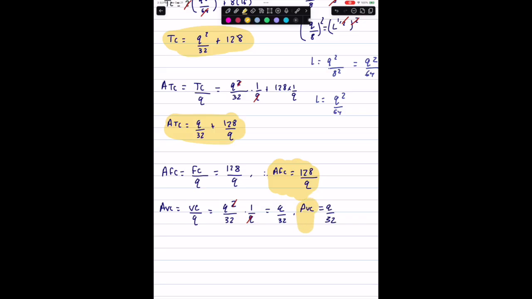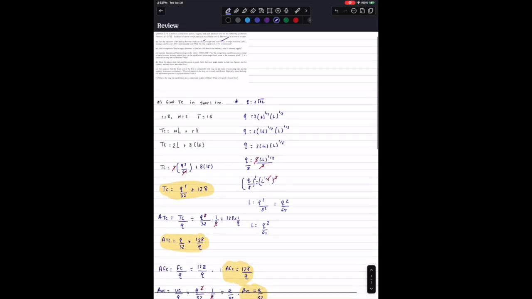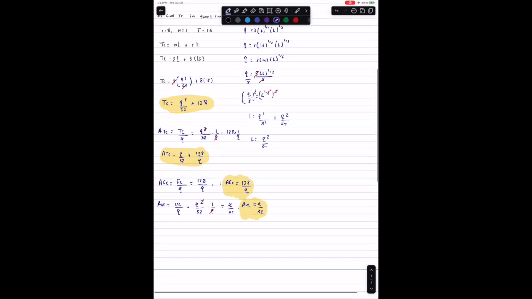Let me just make sure my answer is right. Yes. Finally, we did average fixed cost, we did average variable cost. Now we need to do marginal cost. And that's pretty easy.